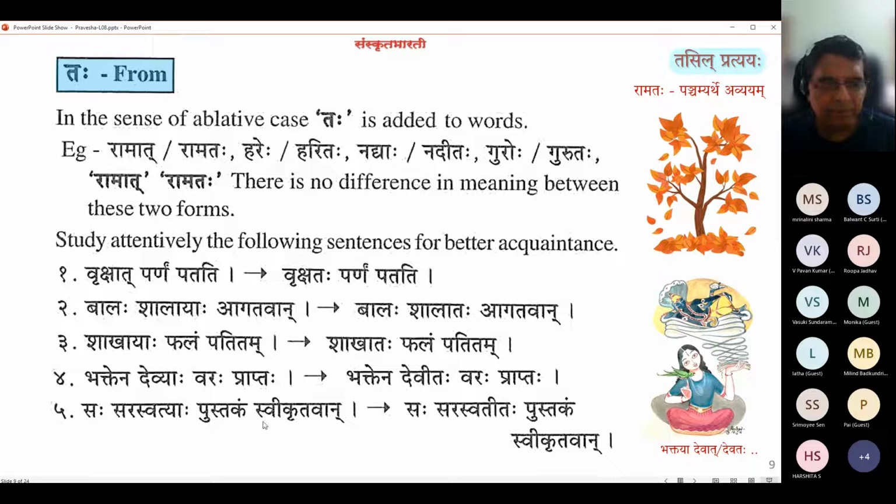Saha Saraswatyaha pustakam svikritavan. So Saraswatyaha pustakam can be Saraswati's book or Saraswati as the source giving the book. Obviously, it is her book also, even in that case. But anyway, he received a book from Saraswati. So Saha Saraswatitaha pustakam svikritavan, like this. So Bhaktaya Devataha, Bhaktaya Devat anugraha praptaha, something like that.